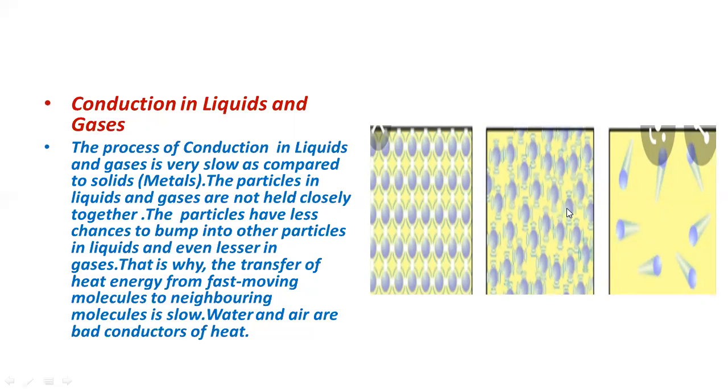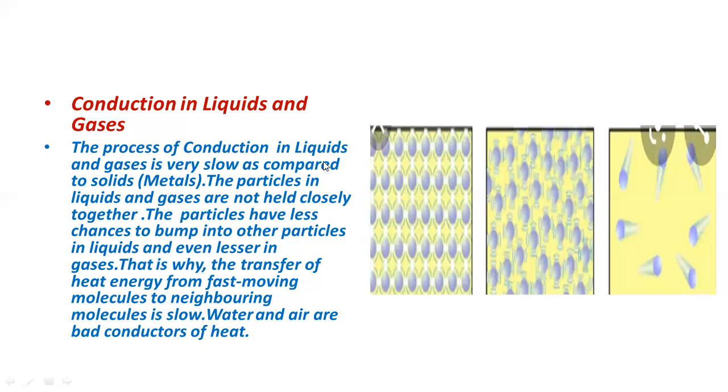While in gases, the particles are much farther apart from each other, so the transferring of heat and free electrons is not easily possible. That's why heat conduction in liquids and gases is very slow. And water and air are bad conductors of heat.